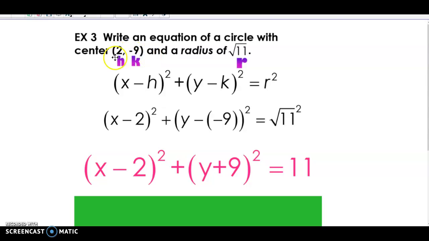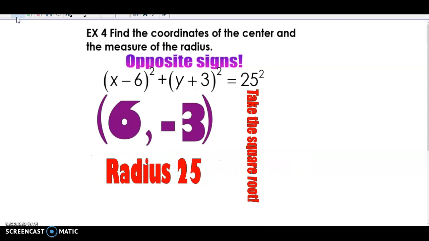Okay, so again, remember with the center, we got to change the signs when we put them into the standard form of the equation. So what happens if I have the standard form of the circle and I want to know what the center and the radius is? Well, we just got to do the opposite of what we were doing when we were putting it in. So if I have (x minus 6) squared plus (y plus 3) squared equals 25 squared, I know that I got to change signs when I put it in, so I got to change the signs when I take it out. So the center here, because I have x minus 6, is going to be 6, is my h. And since it's plus 3, k is going to be minus 3. 25 squared, I'm going to take the square root. So 25 is going to be my radius.